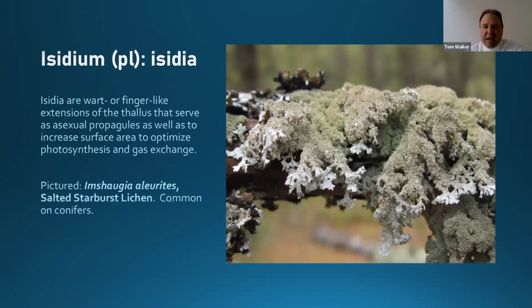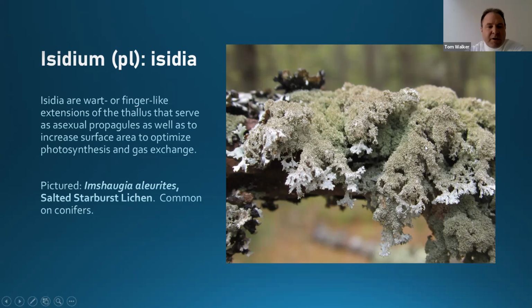And this is an example of something that has ascidia. So again, ascidia are wart or finger-like extensions of the thallus. They can serve as asexual propagules, and they can also increase surface area to optimize photosynthesis and gas exchange. So all this dark area, those are all ascidia.